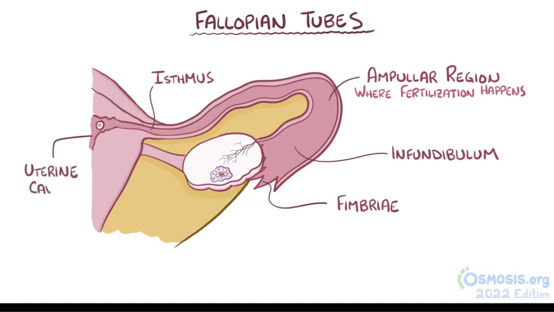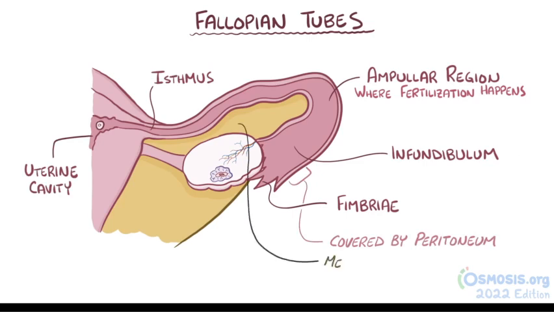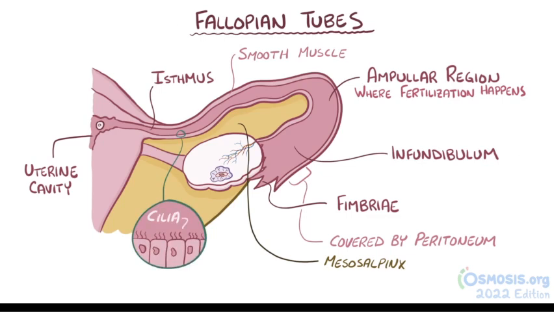This is the magical spot where they meet, which curves around the ovary, and finally, the isthmus region, which opens into the uterine cavity. On the outside, the fallopian tubes are covered by peritoneum and supported by the mesosalpinx, which is part of the broad ligament. On the inside, the fallopian tubes have smooth muscle with an inner lining that has ciliated cells that slowly sweep the secondary oocyte or zygote towards the uterus.